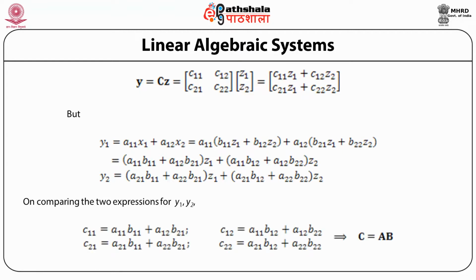On comparing the two expressions for Y1, Y2, we have C11 is equal to A11 B11 plus A12 B21. C12 is equal to A11 B12 plus A12 B22. C21 is equal to A21 B11 plus A22 B21. C22 is equal to A21 B12 plus A22 B22. This implies matrix C is equal to the product of matrix A and matrix B.